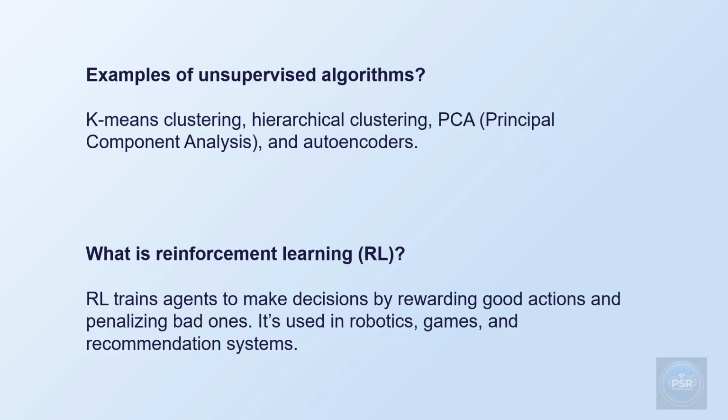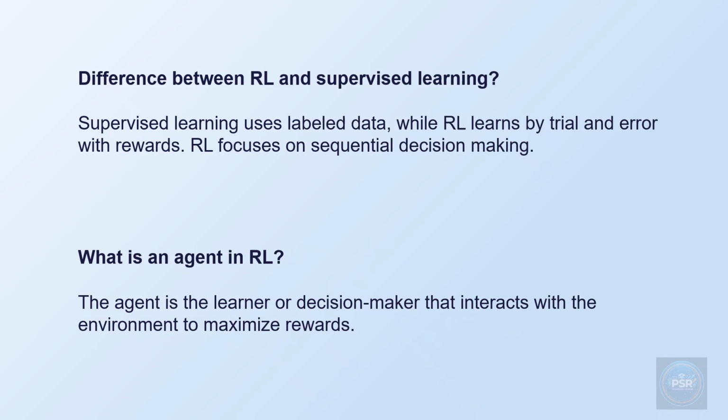What is reinforcement learning? RL. RL trains agents to make decisions by rewarding good actions and penalizing bad ones. It's used in robotics, games, and recommendation systems. Difference between RL and supervised learning? Supervised learning uses labeled data, while RL learns by trial and error with rewards. RL focuses on sequential decision-making.